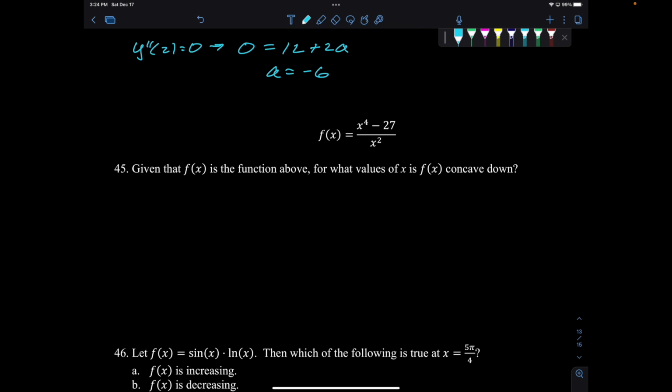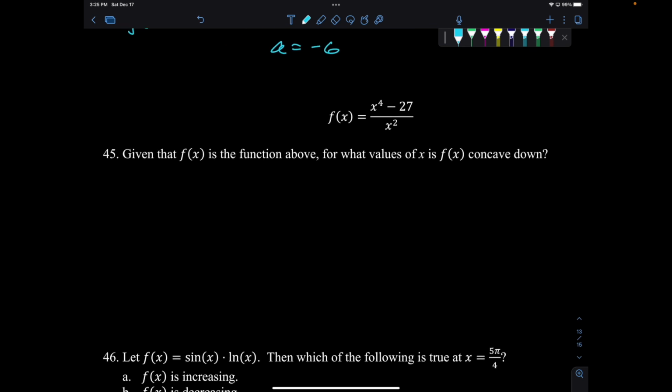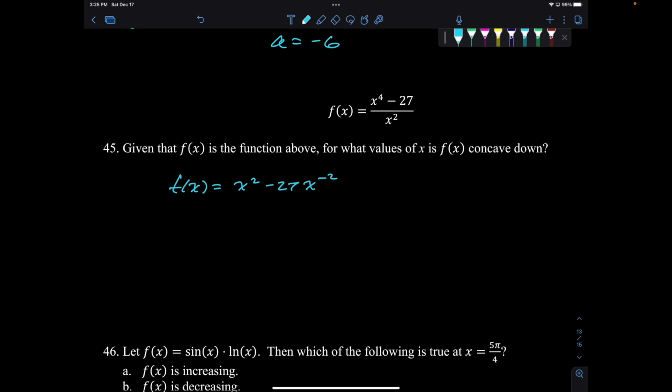Given that f of x is the function above, for what values of x is f of x concave down? So we got to find the second derivative. So you could jump in with the quotient rule here, but I think you're going to go crazy if you do. I think a better move is to write f of x as two separate things. So x to the fourth over x squared is just x squared. And then minus 27 over x squared, I'll make it minus 27x to the negative second. The reason for that is I can now pretty easily just use the power rule. 2x and then plus 54x to the negative third.